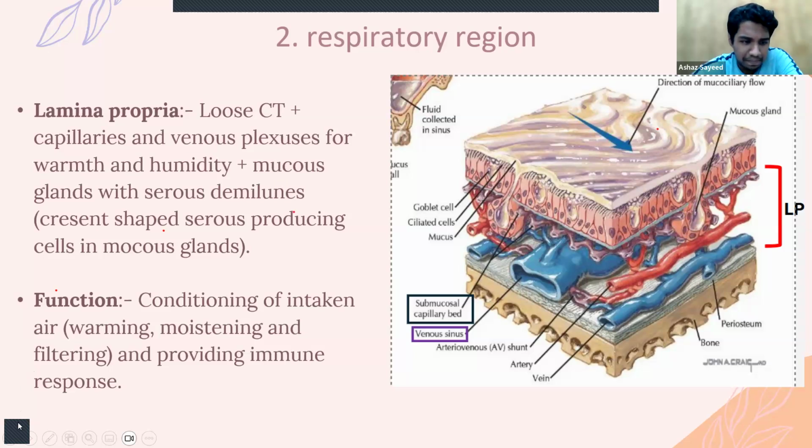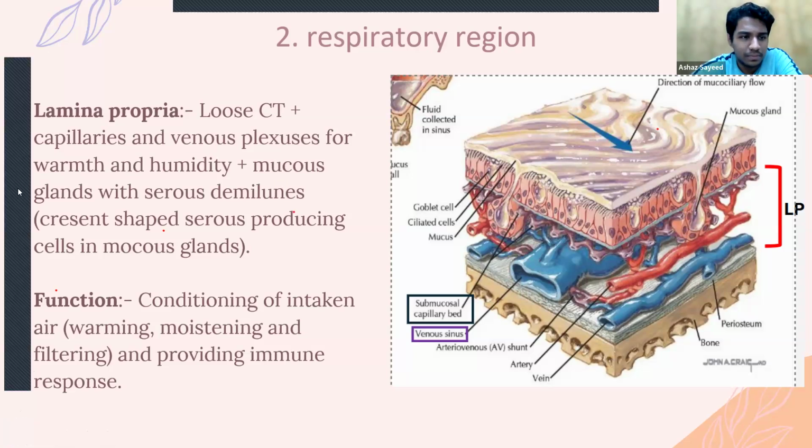See, one second. Just look at the image. See this thing? That's going to be a mucus gland. Now this produces mucus; the secretion is the mucoid secretion. But there will be some cells within this gland which also produce serous secretion. These cells are crescent shaped. You don't really have to know that in the context of the respiratory region. These cells have a serous secretion, so they are called serous demilunes.